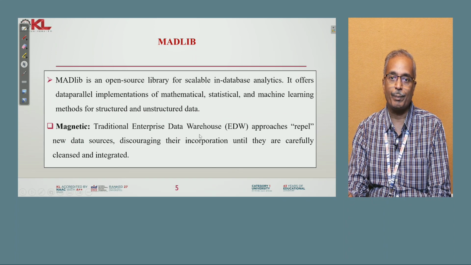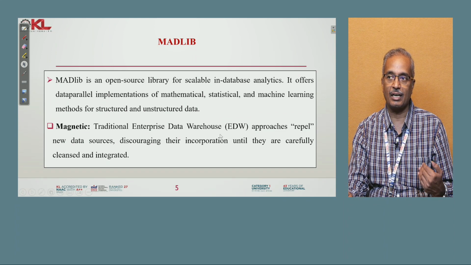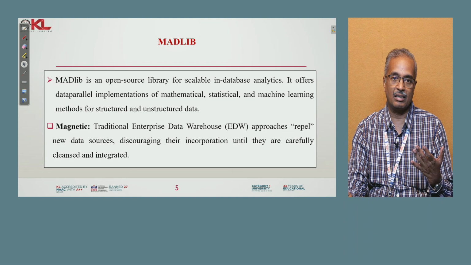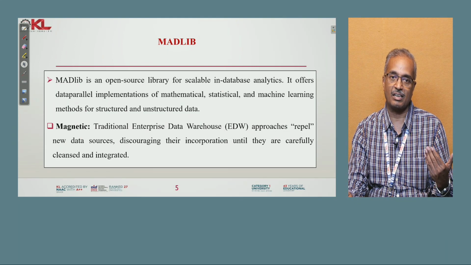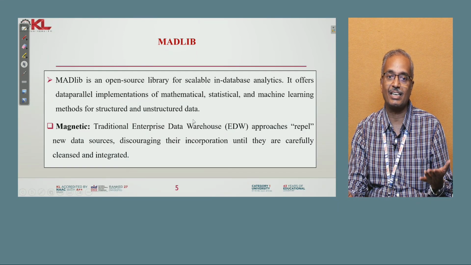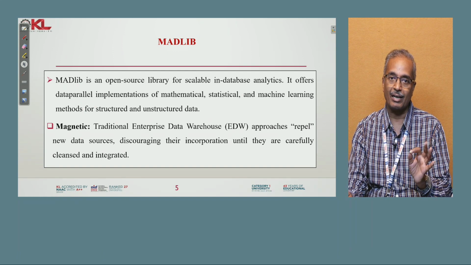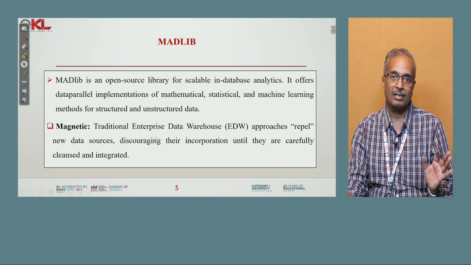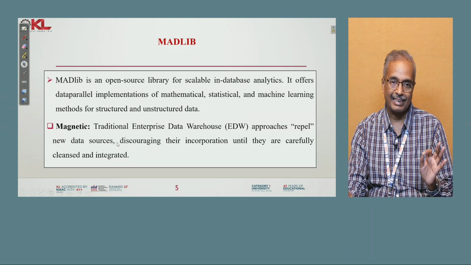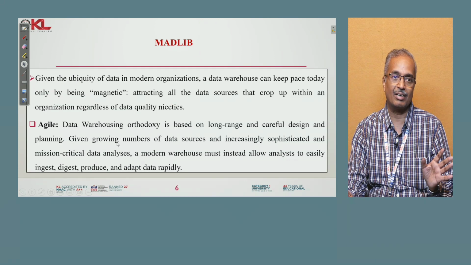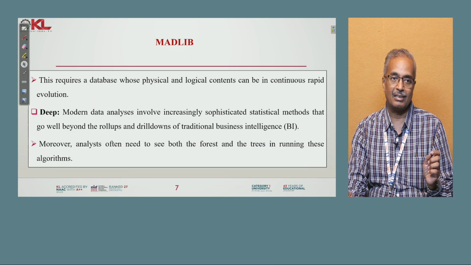This is open source, I mean anyone can download it from the web, and there are a number of functions which consist of mathematical, statistical and machine learning methods for structured and unstructured data also. That is the greatness of MADlib. The next one: M in MAD stands for magnetic. The second one, A, stands for agile. The third one, D, stands for deep.